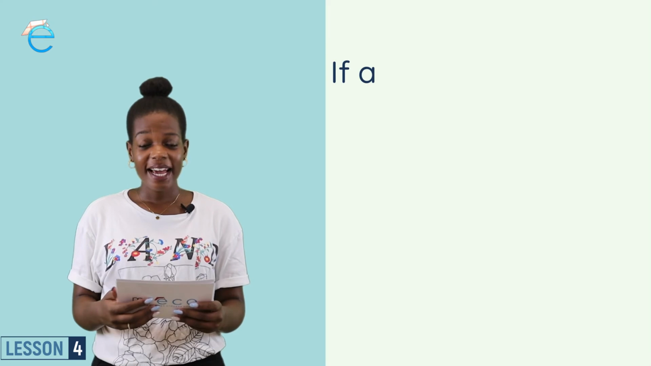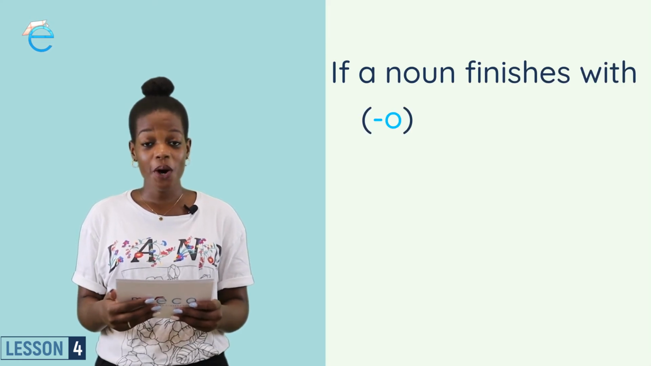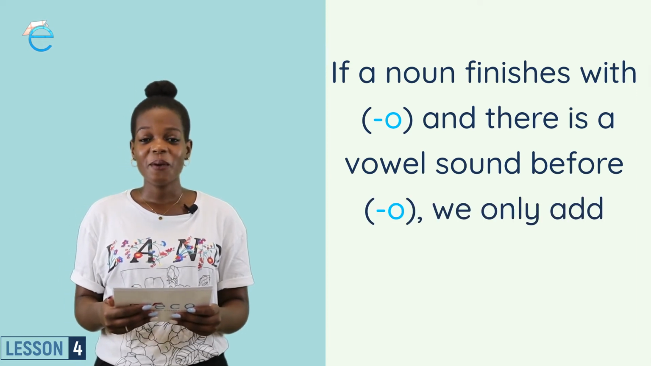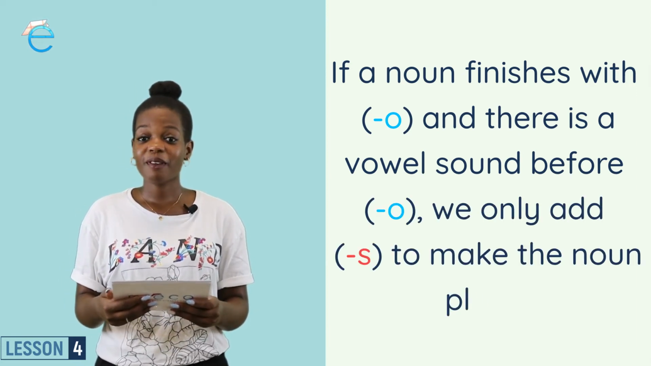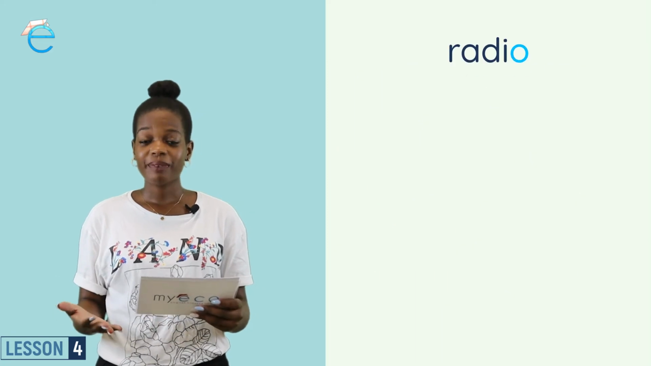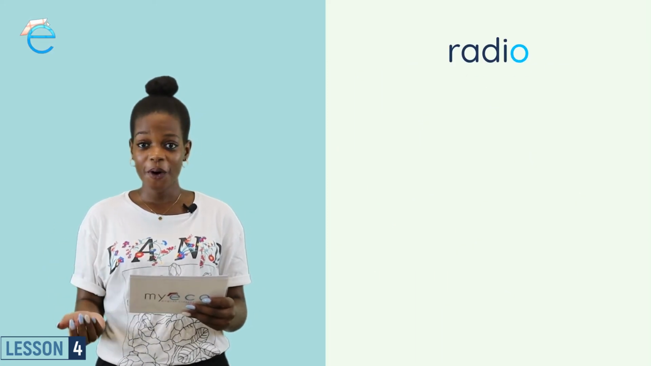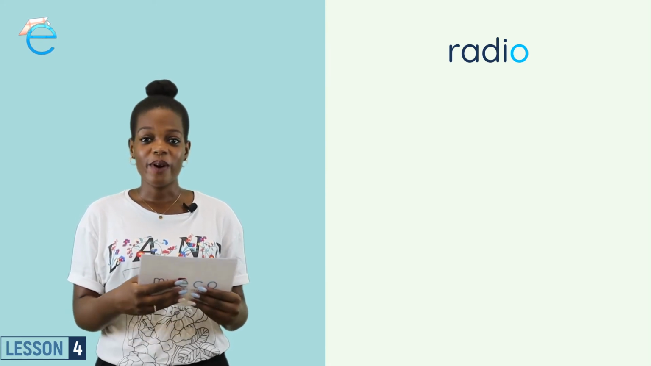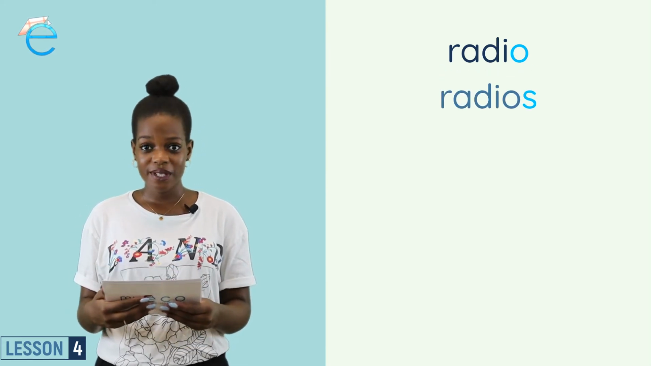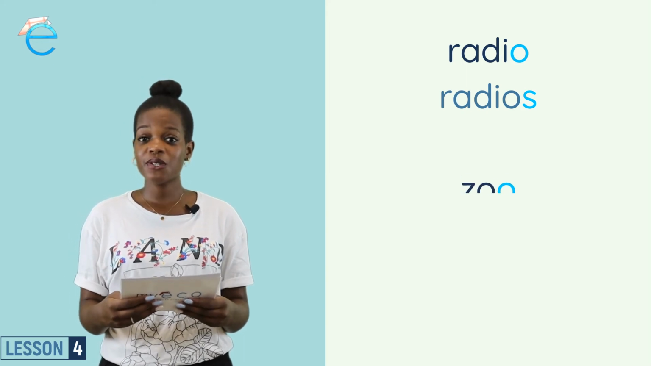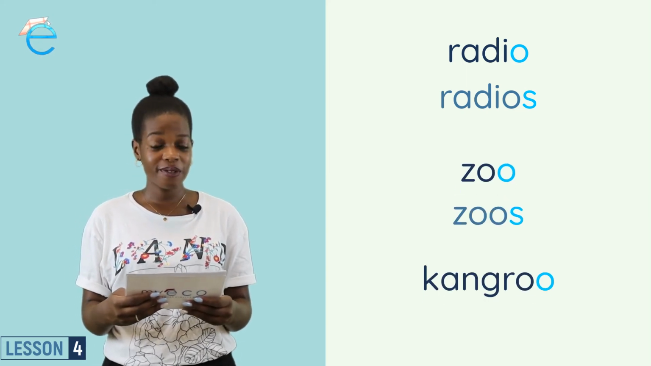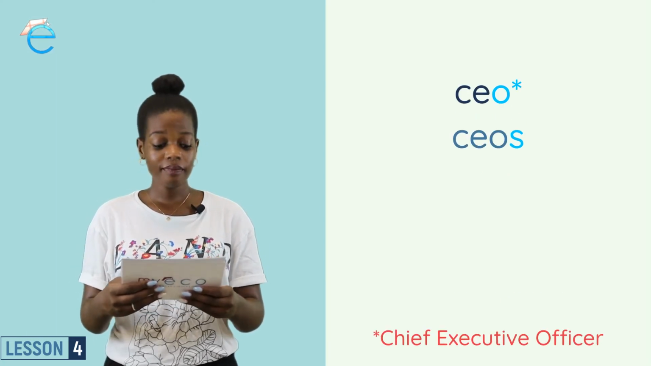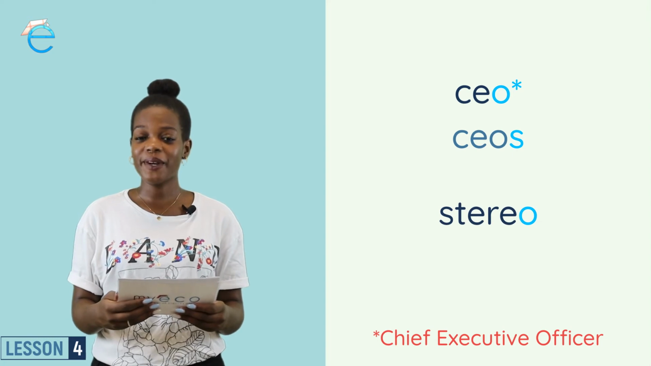But if I have a noun that ends with an O, and before my O I have a vowel, then we only add S. For example, radio ends with O, and before O we have I, a vowel, then we add S. Radio to radios, or zoo to zoos, kangaroo to kangaroos, CD to CDs, stereo to stereos.